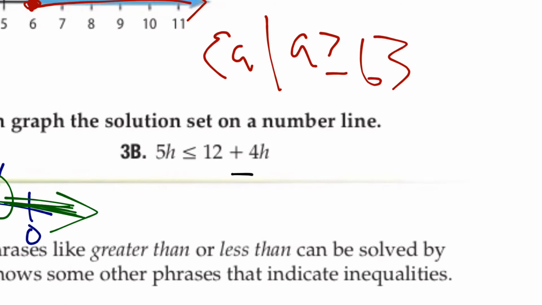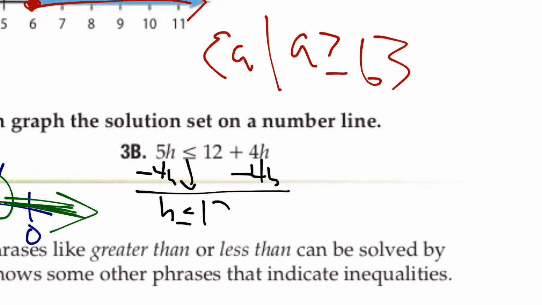I'm going to move the 4h. I'm going to subtract 4h from both sides. 5 minus 4 is h. Bring this down. 12. And it cancels. Oh, I'm done. Look, h is less than or equal to 12.